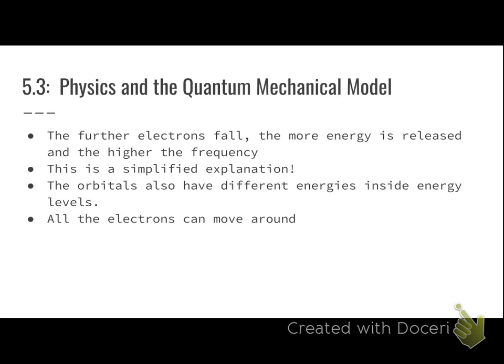For example, in the third energy level, there are s sublevels, which have the lowest energy. The p sublevel has a slightly higher energy, and the d sublevel is even higher than that. Depending on which orbital an electron ends up finding itself in, it could have a different amount of energy and then release a different amount of energy back out. That being said, all electrons can move around whenever energy is added. They can just jump to a higher energy level.